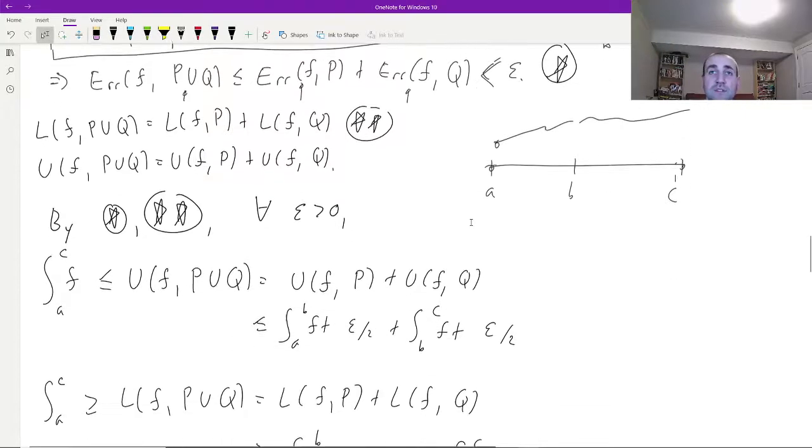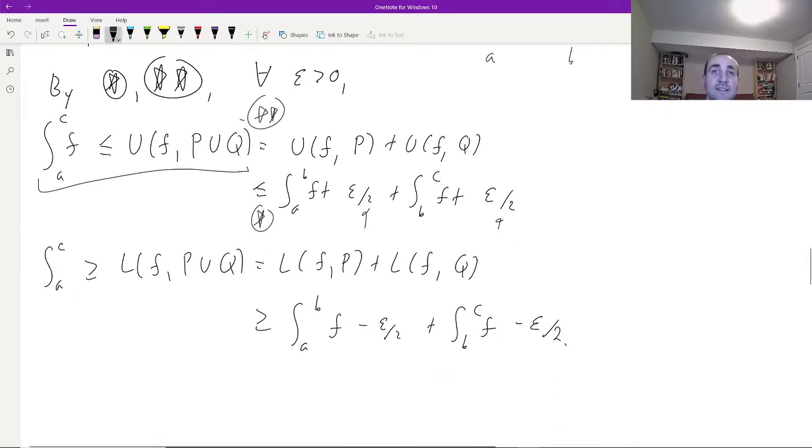So combining those two facts, I get the following. The integral from a to c of f is less than the upper bound function U(f, P∪Q). That's just what the upper bound function is, right? It's always an upper bound on the integral. By the linearity formula, that is double star, that's equal to U(f,P) plus U(f,Q). And then by my bound star, that's less than the integral of f from a to b plus the integral of f from b to c plus my two error terms, epsilon over 2.